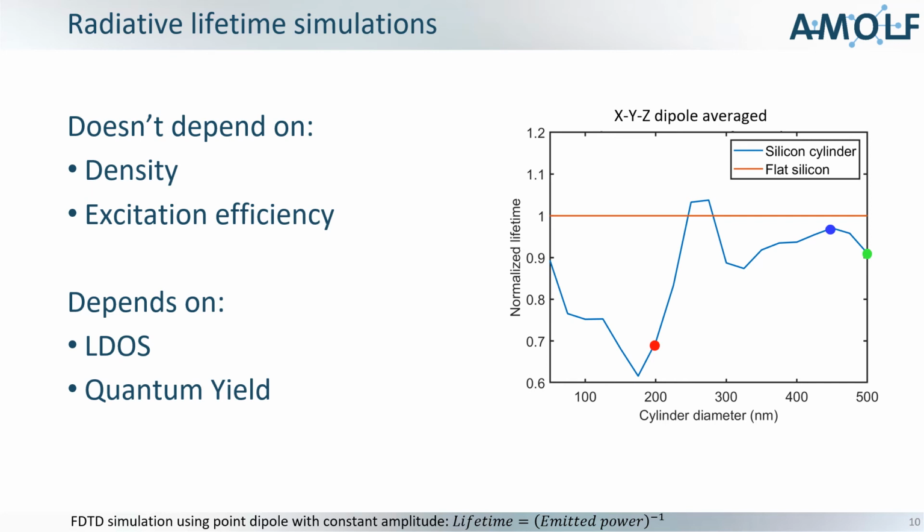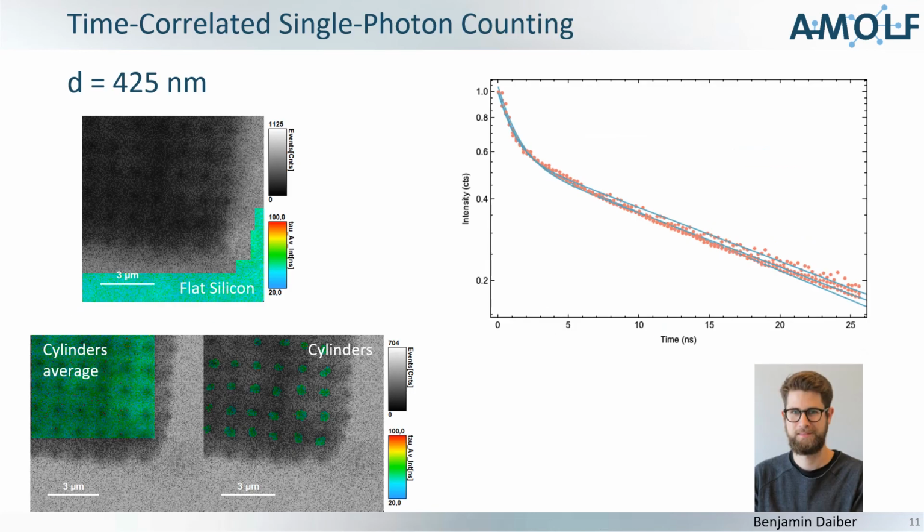On the same sample, we fabricated not only the 425 nanometer diameter, but also cylinders with 500 nanometer and with 200 nanometer diameter for comparison. Now, especially for the 200 nanometer diameter, we find that the lifetime is much lower than that of the quantum dots on the flat silicon. So if we could measure this, then this would be another indication that the quantum dot emission is becoming directional as designed.